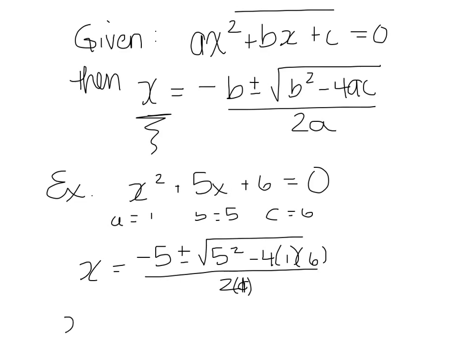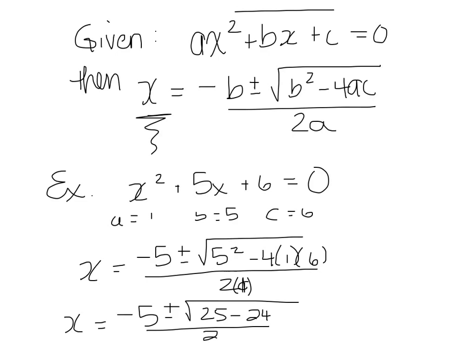Alright, then it's a matter of simplifying following PEMDAS, and here's where maybe some people get in trouble. We do not use a calculator to evaluate this quadratic formula. Maybe you've done that in the past, done it all on your calculator, but no. It's order of operations. So minus 5 plus or minus square root of 25 minus 24. Oh, this is going to be sweet. All over 2.